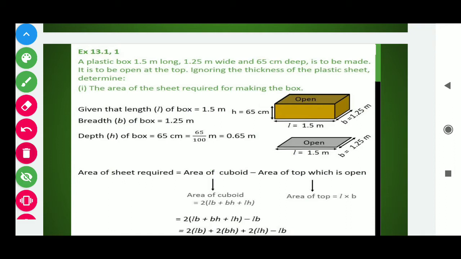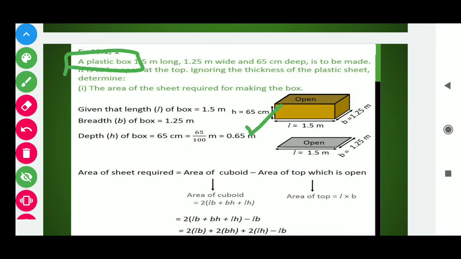A plastic box 1.5 meter long, 1.25 meter wide and 65 centimeter deep is to be made. It is to be open at the top. Ignoring the thickness of the plastic sheet, we have to determine the area of the sheet required for making the box. Students, in this question, we have a plastic box.